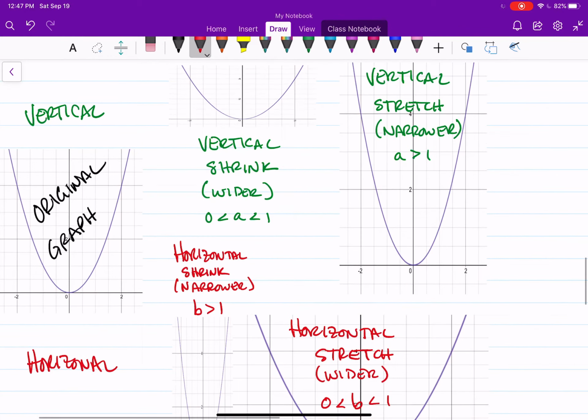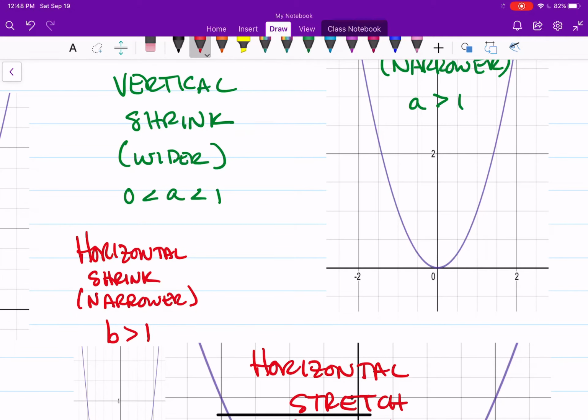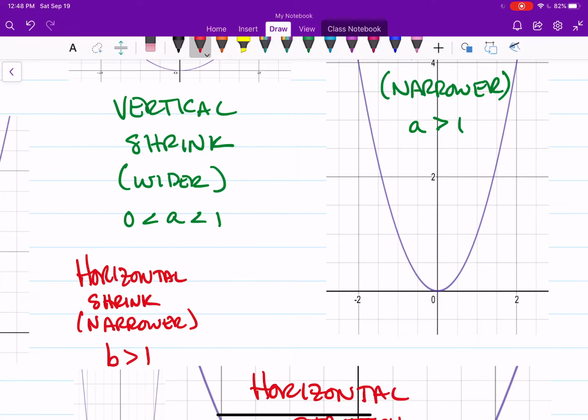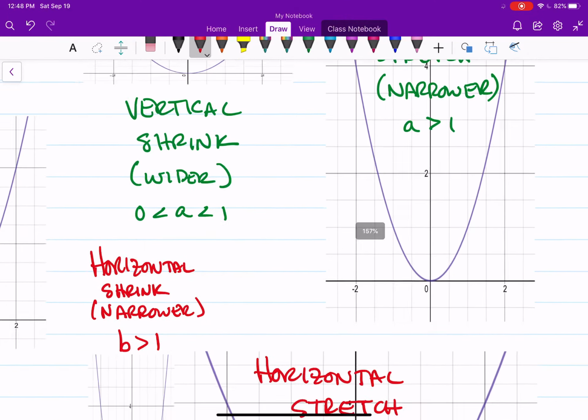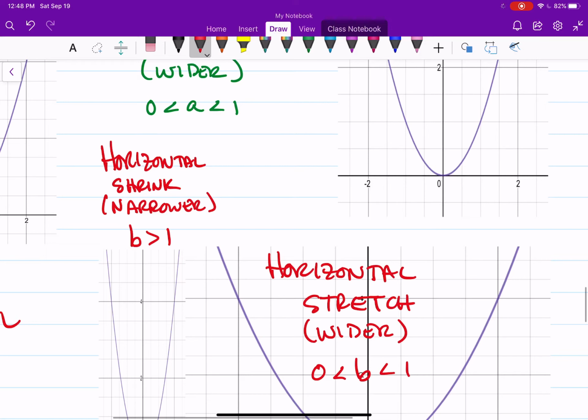And then over here, I want you guys to notice something. You can think of the vertical stretch and the horizontal shrink as both making those graphs narrower, and the interval for those two is exactly the same. So for narrow, A has to be greater than 1, where B has to be greater than 1, versus the vertical shrink and the horizontal stretch, which became wider, and their intervals are exactly the same. So it might be easier for me to remember that graph is going wider. If it's affecting the X, I know it's horizontal. If it affects the Y, then I know it's vertical, okay?